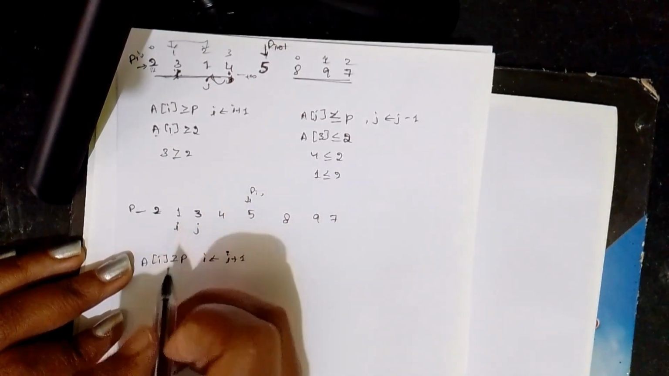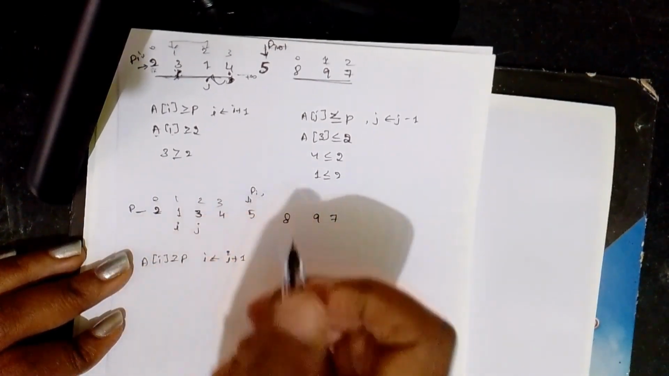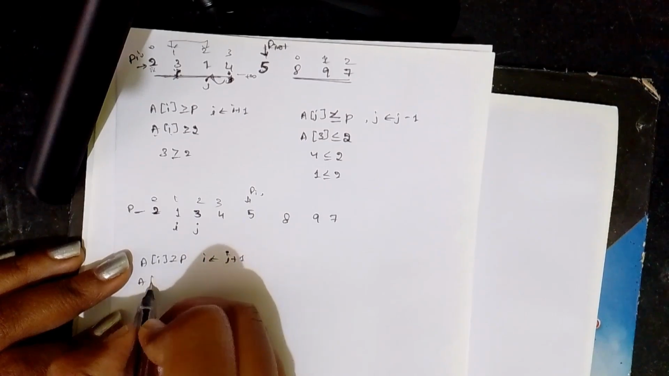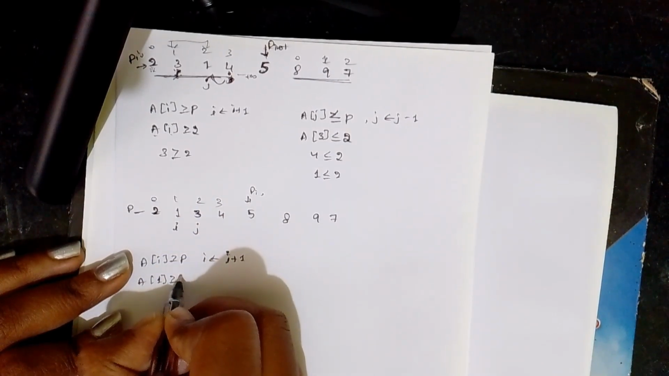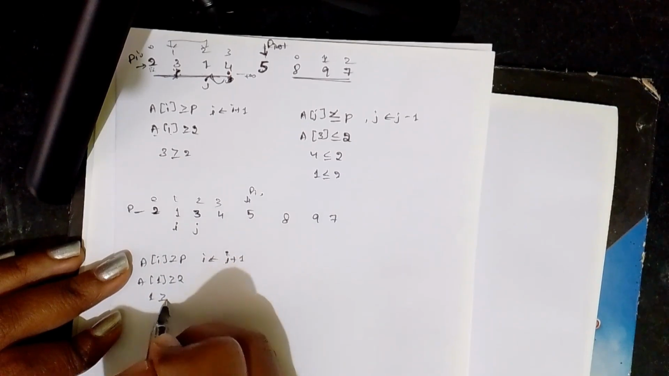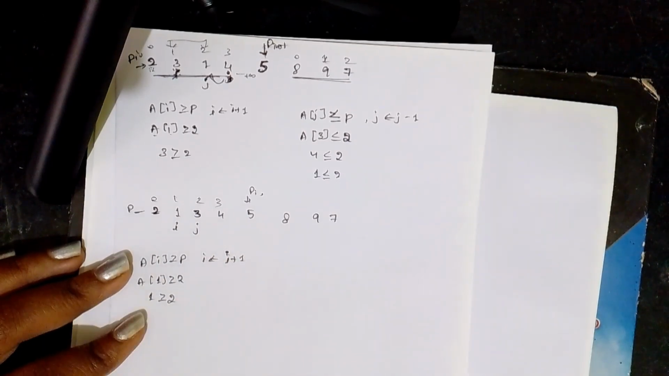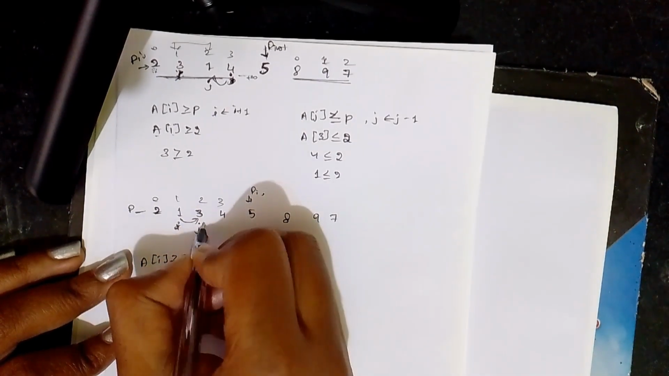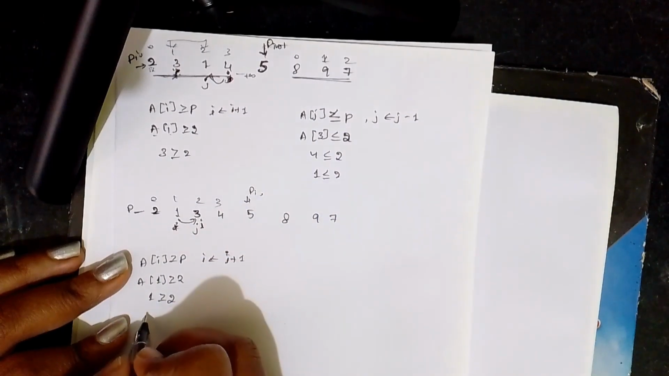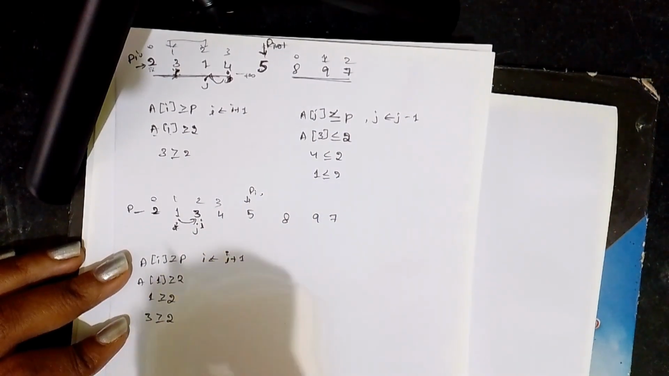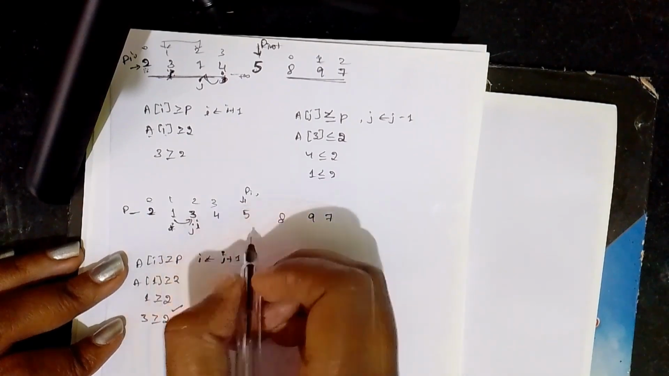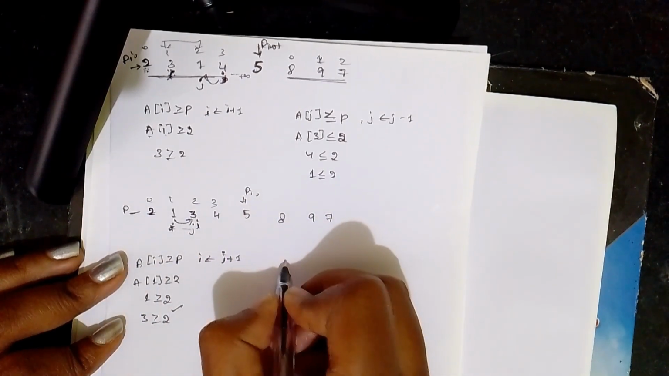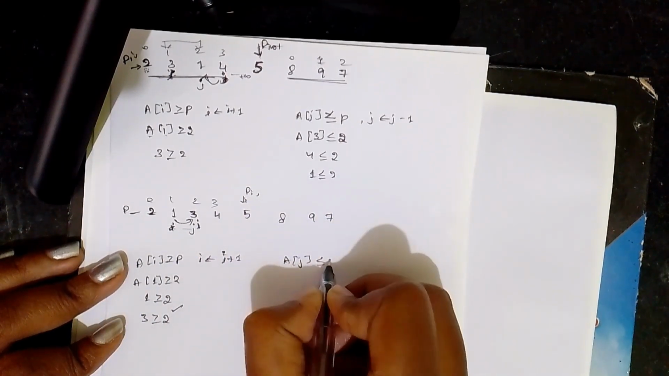Again, i is here, 0, 1, 2, 3. A of 1, this 2. A of 1 is 1. 1 is not greater than 2, right? Moving further, i will move further, and 3. 3 is greater than 2. Yes, right? Now we have to move this j. A of j.